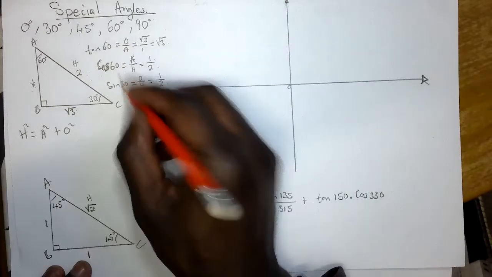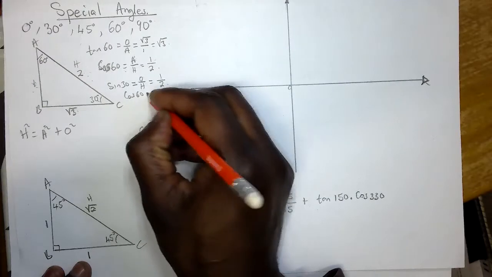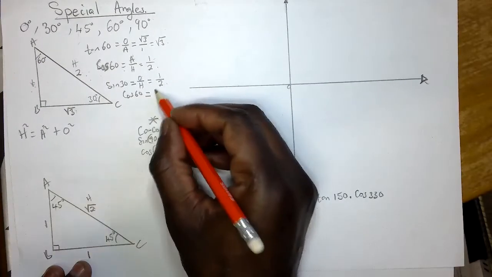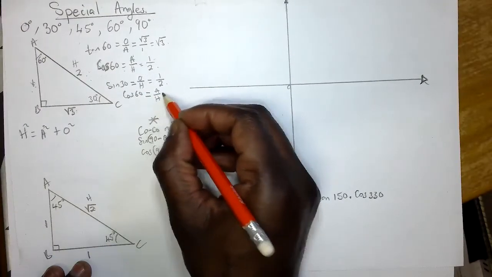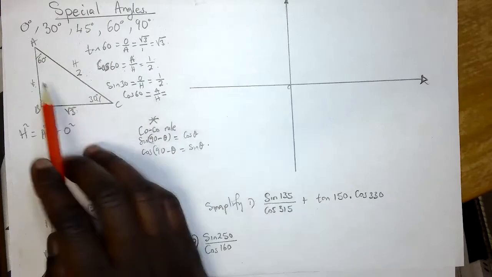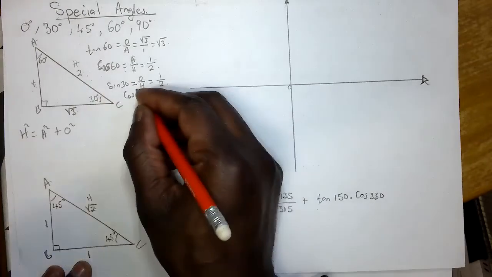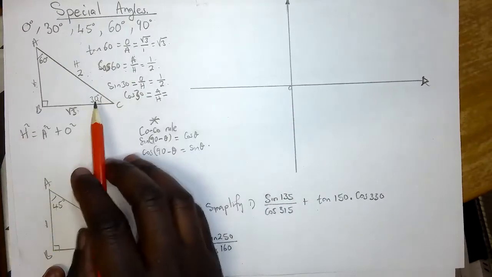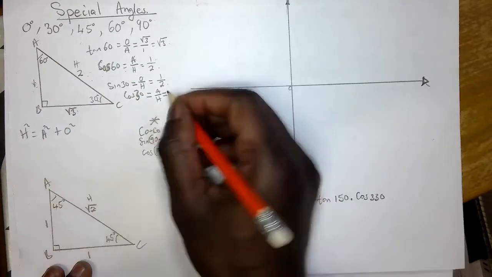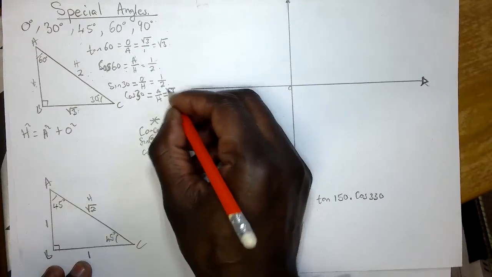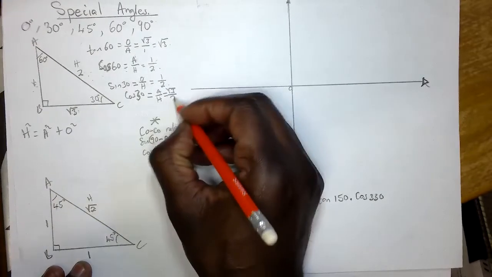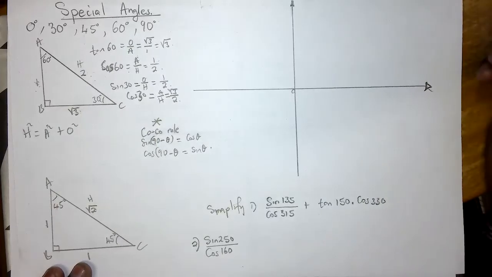Like here, if we say cos 60, we know it remains adjacent over hypotenuse. But what is our adjacent this time, when you're looking at cos 30? It's root 3. So it's going to be root 3 over 2. That's our answer there.